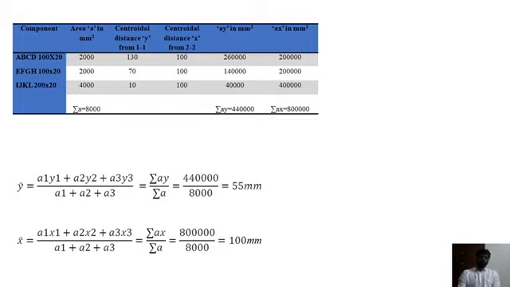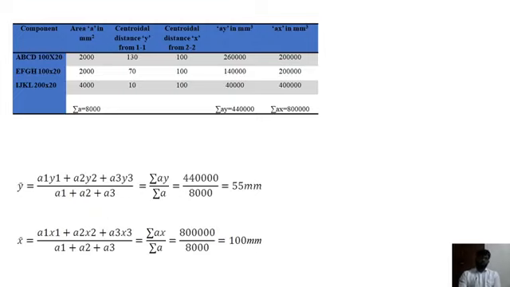Here I have taken the table method. Students can try both methods, either the calculation method or the tabular method. This tabular method is very convenient, so I am following it, and it is very easy to understand. As I told before, this table contains the components: area A in mm square, centroid distance y from 1 1, centroid distance x from 2 2, then ay in mm cube and ax in mm cube.